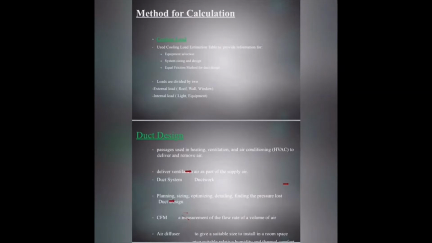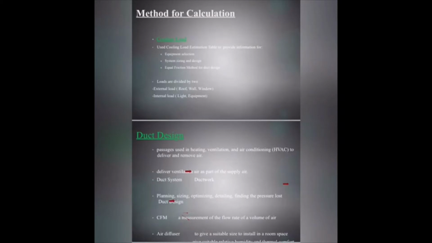Later for calculation, we use the load estimation table to provide information for equipment selection, system sizing and design, and equal friction methods. Loads are divided into two: external load such as roof, wall, window, and another one is internal load like light and equipment. And we continue to the duct design.